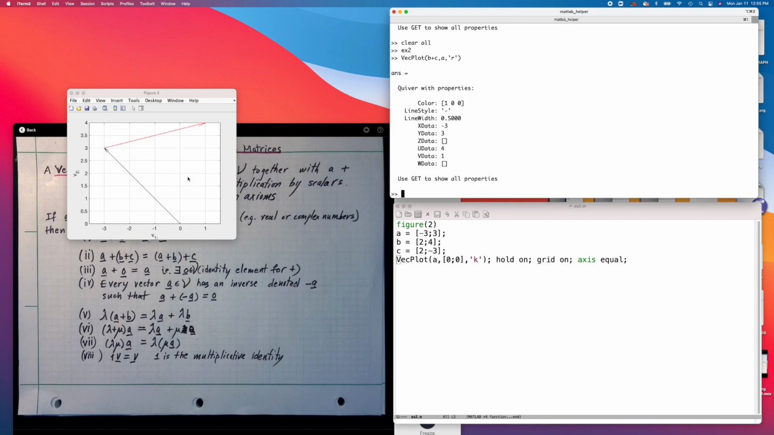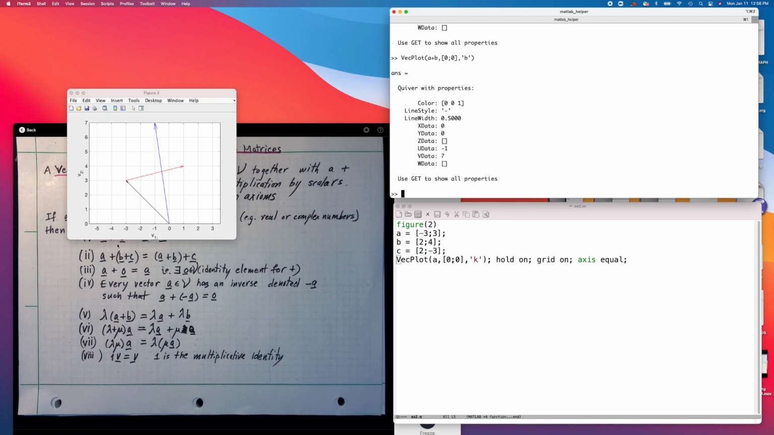All right, so b plus c is in red, a is in black, and this is from here to here. That's the result of a plus b plus c. Now I will do it the other way around. I will first plot a plus b, and to that I will add c. So vec plot a plus b, and I'll plot that one in blue.